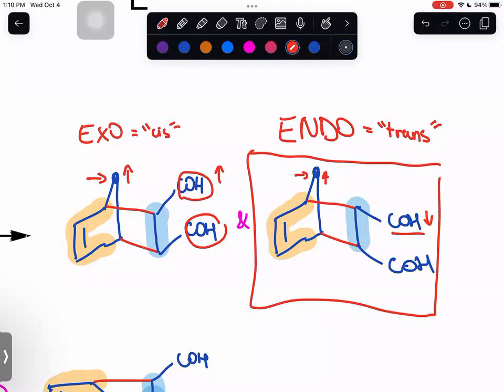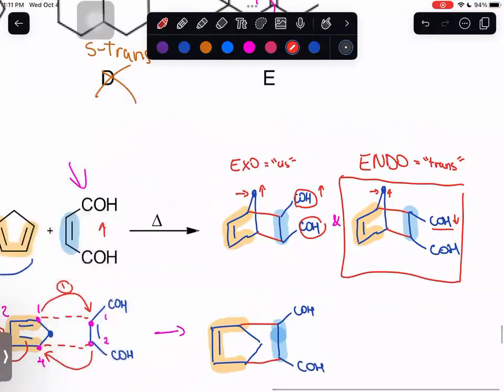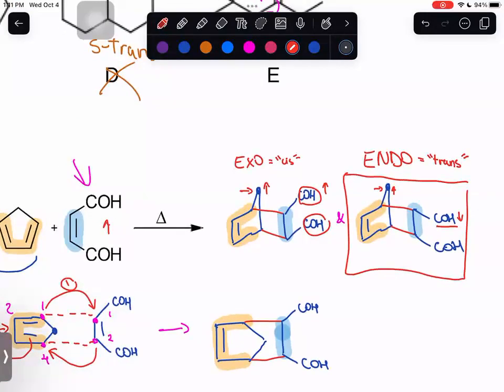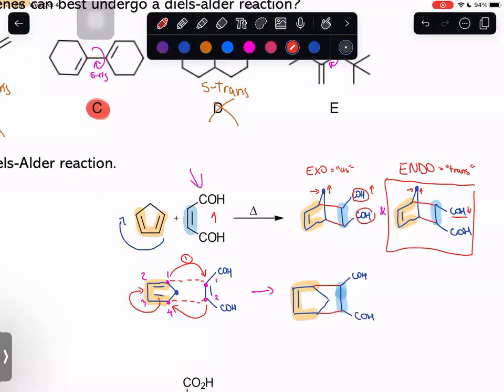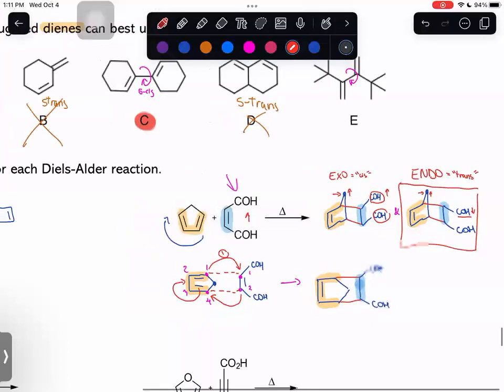So what if one of those was up and the other was down? Then you're not gonna have a preference. You're gonna be forming both products equally. But overall, remember, steric hindrance is always the major point whenever we're trying to determine the major product of any reaction.